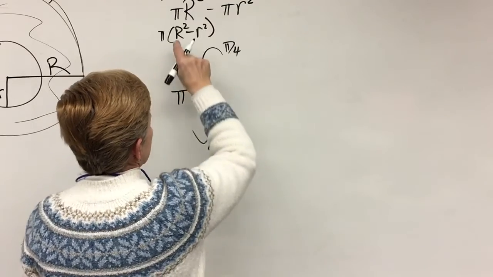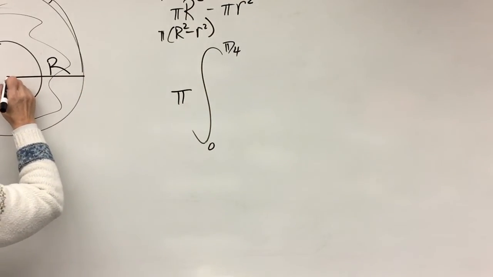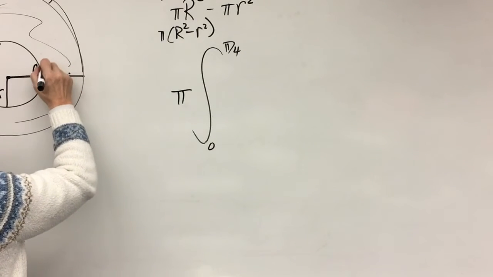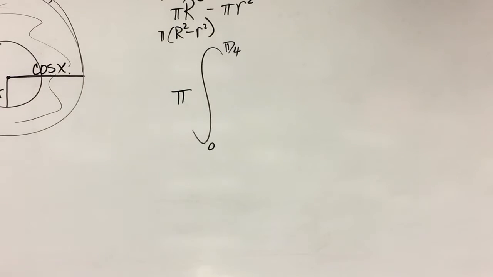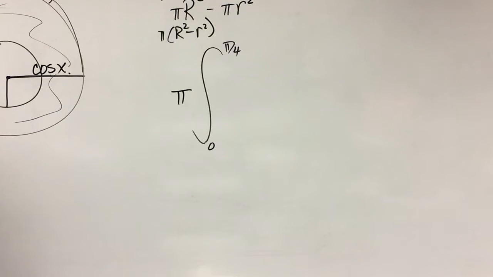Okay, so I've got a pi sticking out here. This is my constant. In this case, what is R squared? What is this length from here to here? Cosine x. Isn't that the radius of the big one? Because cosine is above sine. Okay. And what is this one's radius? What's the radius of the hole? Sine. Yes. Okay. Good.